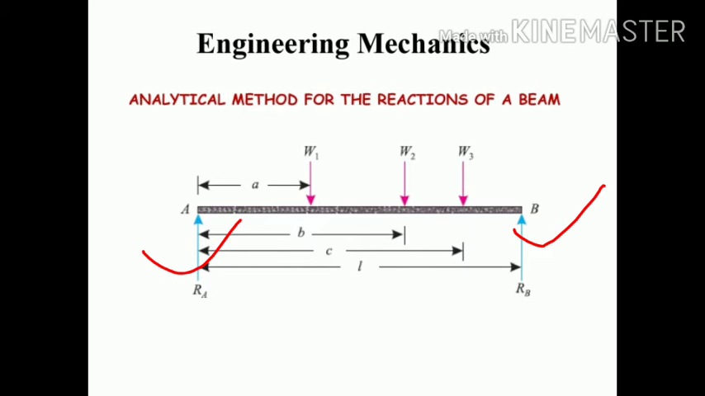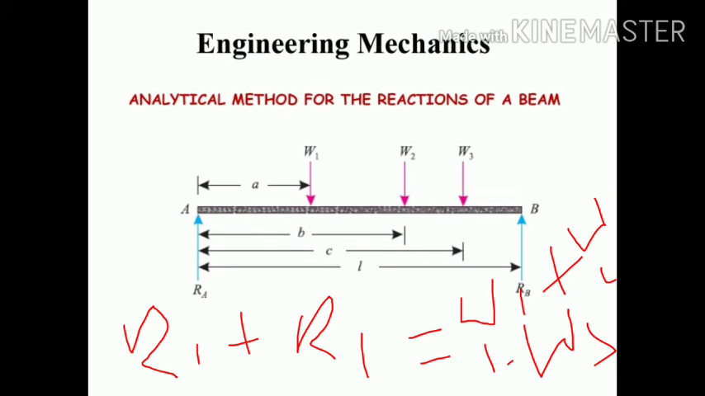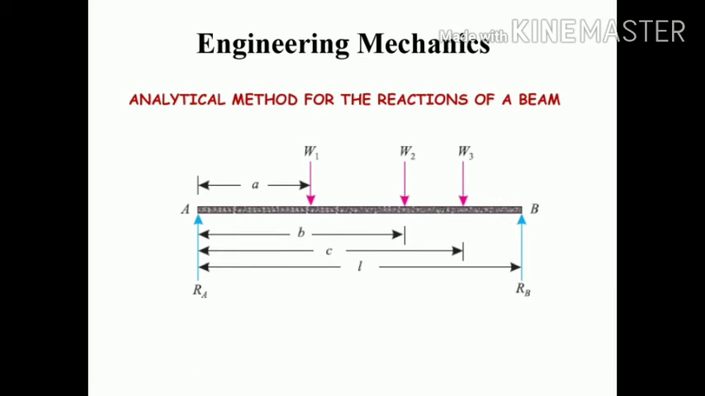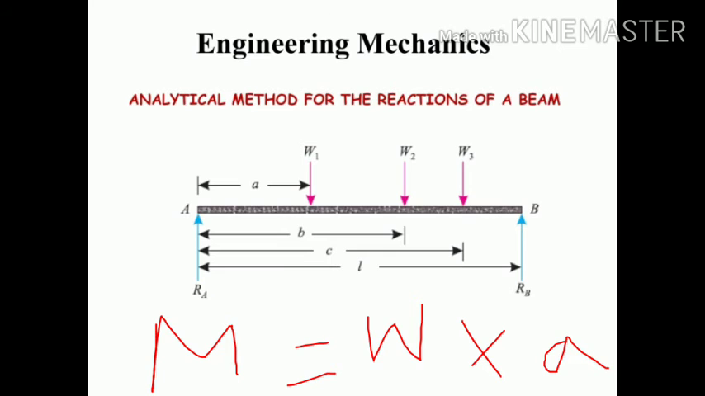RA plus RB is equal to what? RA plus RB is equal to W1 plus W2 plus W3, because the total load W1 plus W2 plus W3 is balanced by RA plus RB. That means RA plus RB equals W1 plus W2 plus W3. It is equation number 1. Now we can find the moment. Moment means load into perpendicular distance.